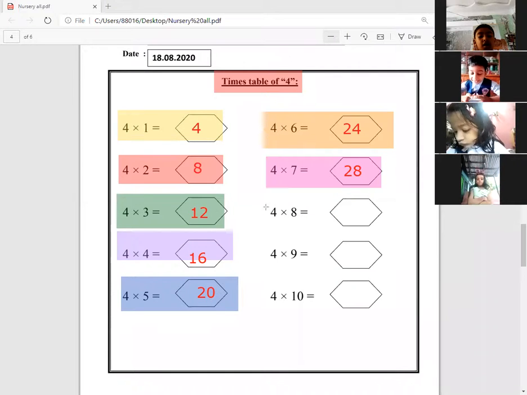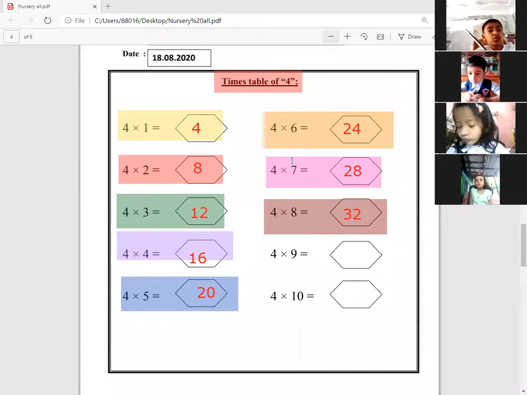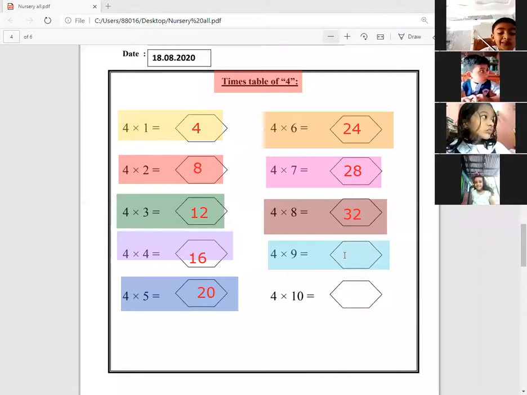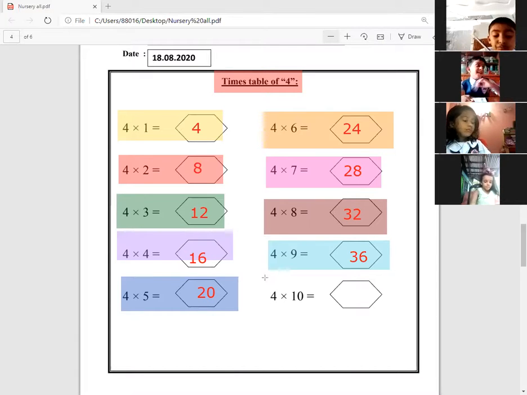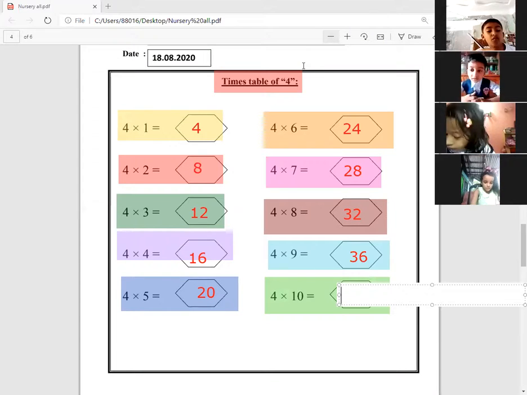Four sevens are 28. Then four eights are 32. Four eights are 32. Then four nines are 36. Four nines are 36. And the last one is four tens are 40. Four tens are 40. Very good.